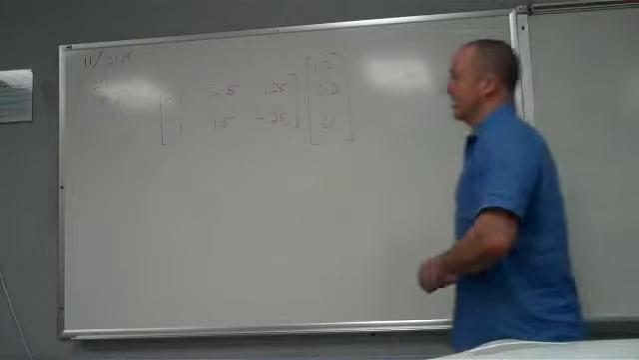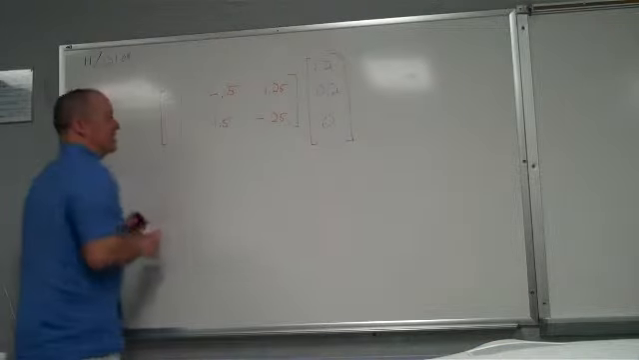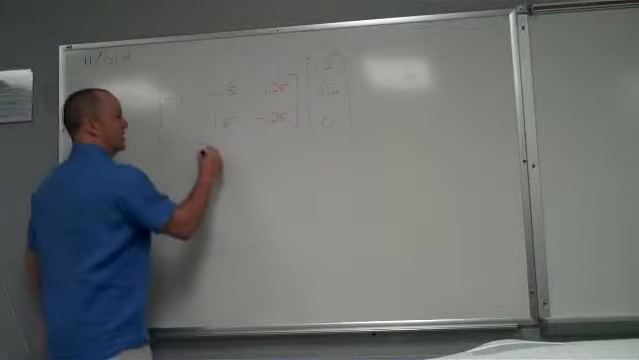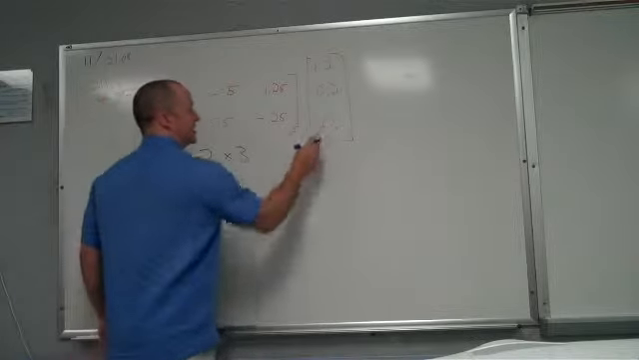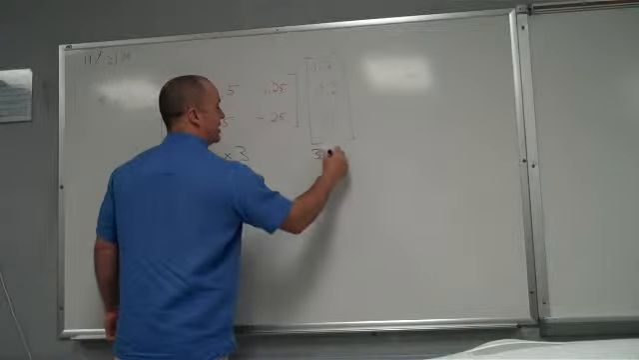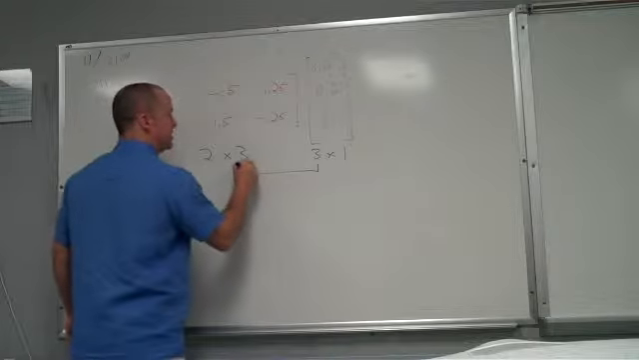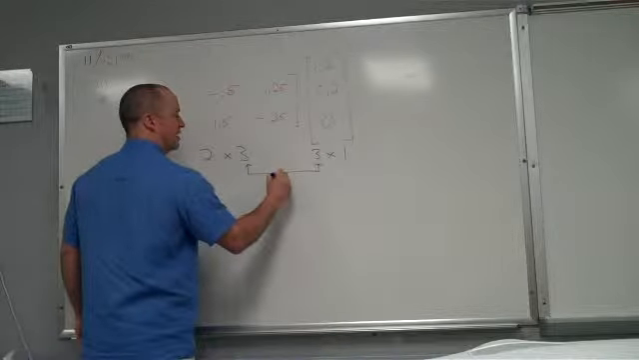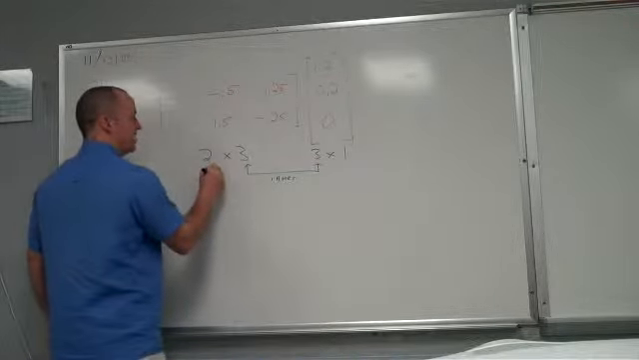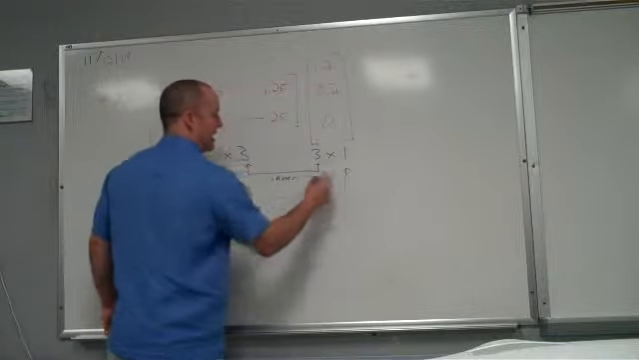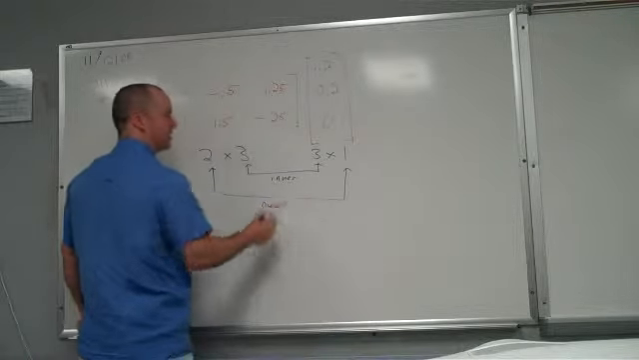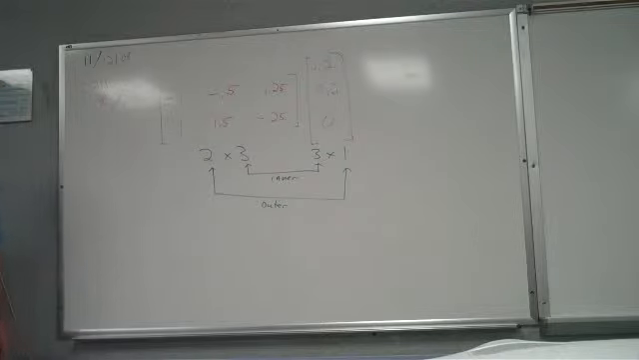Yes. What are the dimensions of this matrix? 2 by 3. What are the dimensions of this matrix? 3 by 1. The inner dimensions match, so we can do it. And my answer will be a 2 by 1 matrix based on my outer dimensions.